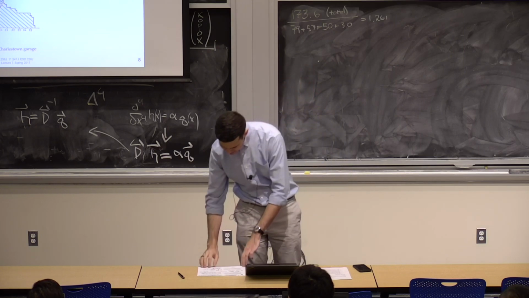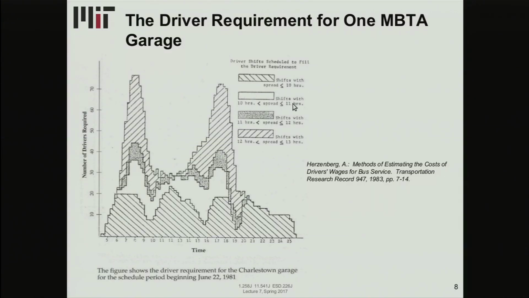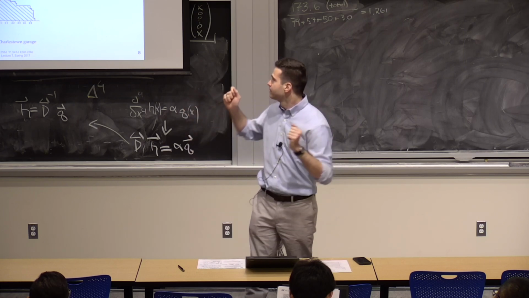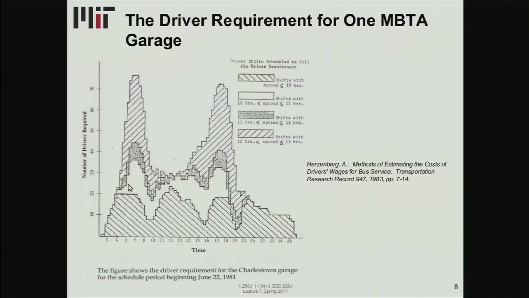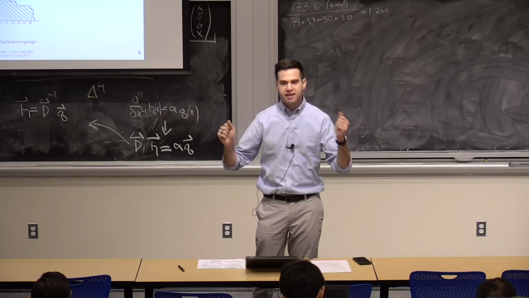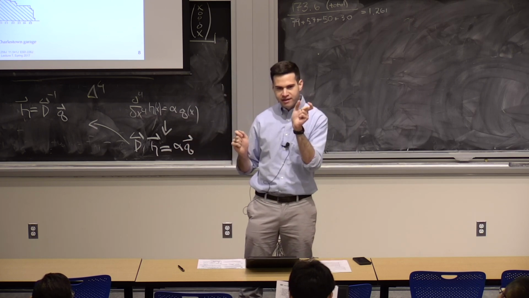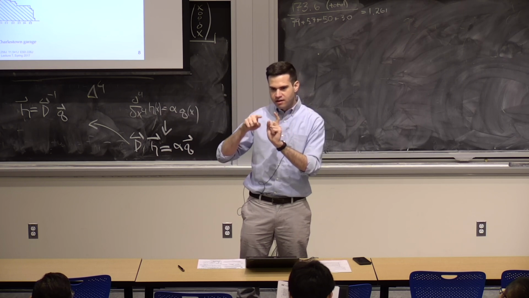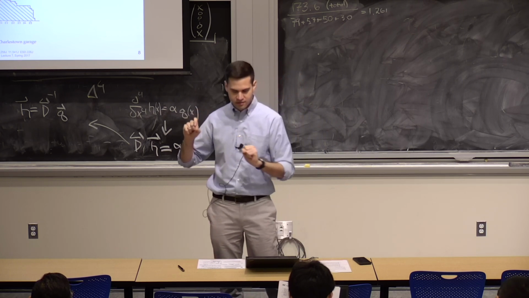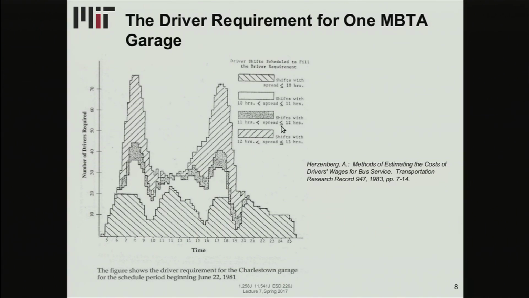So in this example, what we have in white here are shifts that last between 10 hours and 11 hours. So the spread is the difference between the checkout time and the check-in time, right? And shifts in white here have a spread between 10 and 11 hours. Those drivers are paid a 50% premium for any hours above 8 hours.